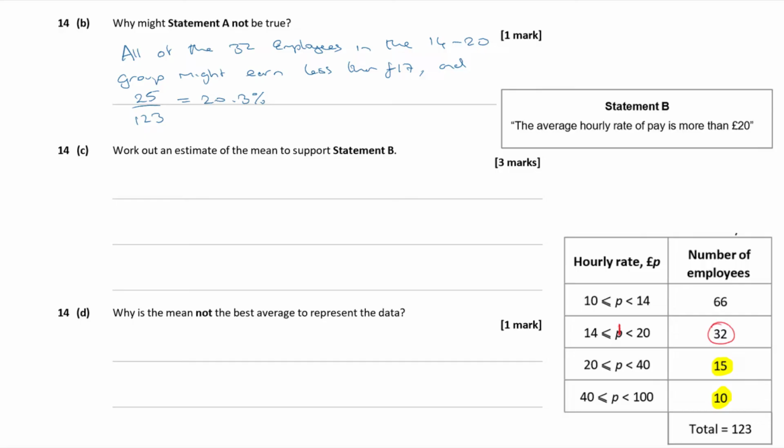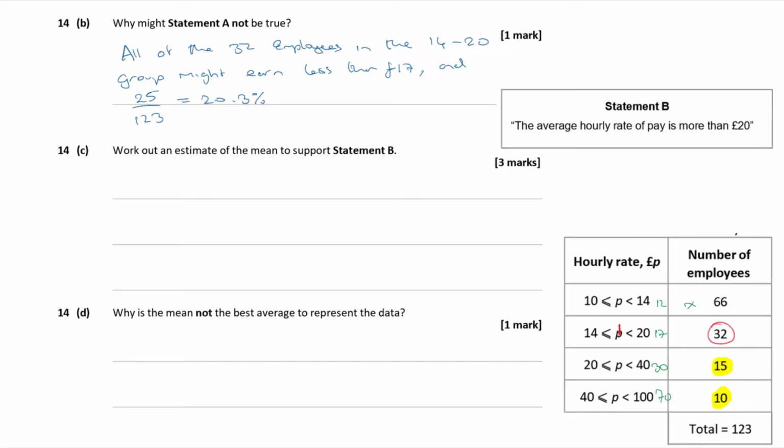So in this case, that would be halfway between 10 and 14. That would be 12. Halfway between 14 and 20, we all knew that was 17. Halfway between 20 and 40 is 30. And halfway between 40 and 100, what's that, 70?